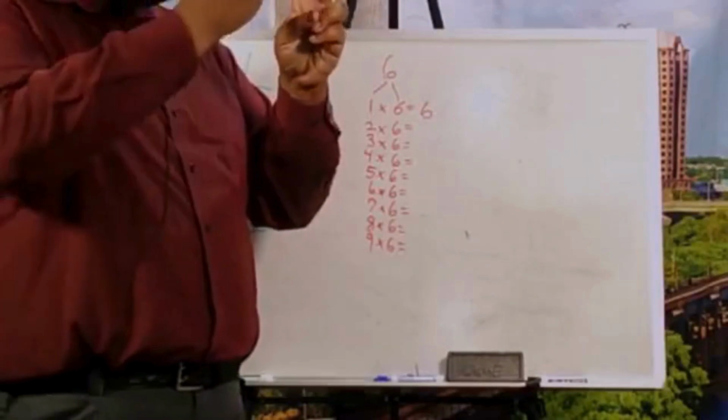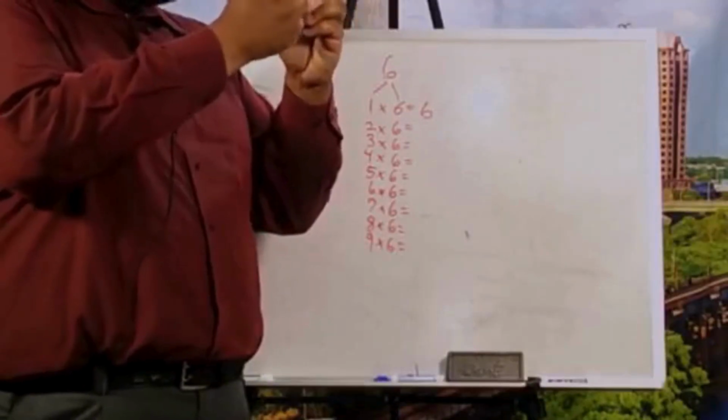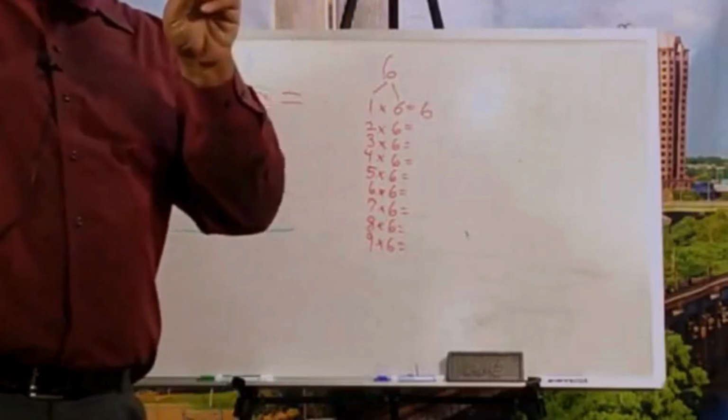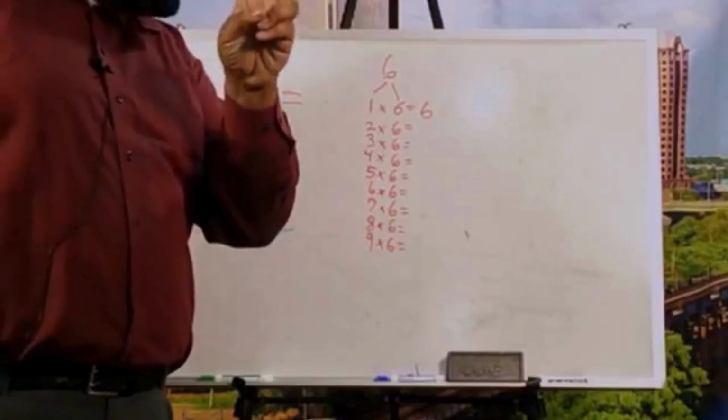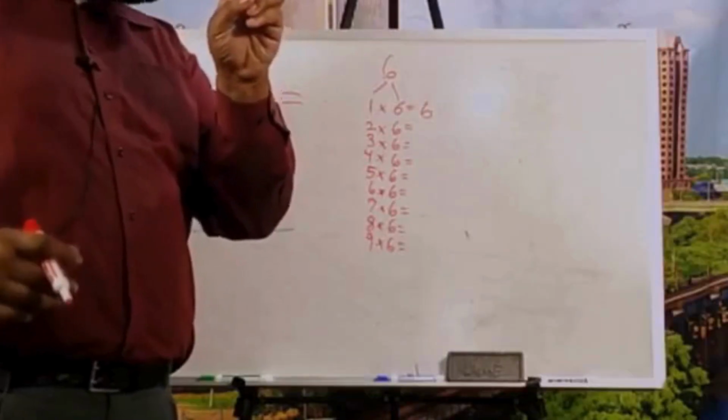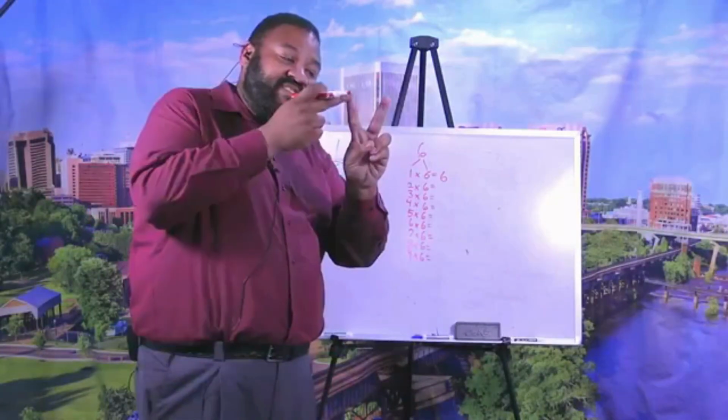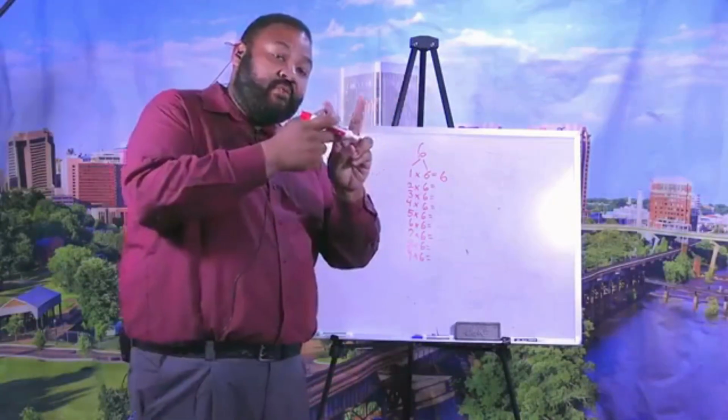But what I do is I use 1, 2, 3, 4, 5, 6, and I count my fingers that way. I just use the little notches here. And so what I do, I already got 6. 1 times 6 is 6. What comes after 6? 7, 8, 9, 10, 11, 12.